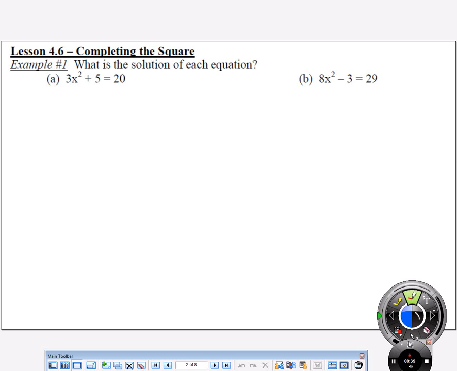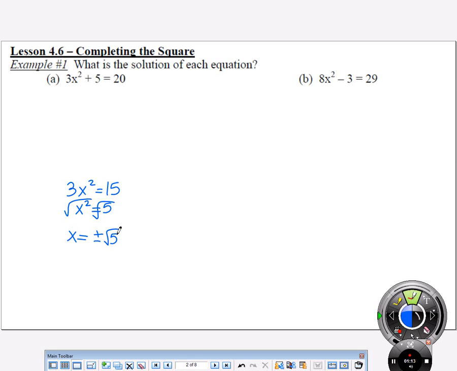Okay? So in the first problem, we would subtract 5 from each side, which would give us 3x squared equals 15. And then if we divide both sides by 3, we would get x squared equals 5. And just like you guys said, at this point, we would want to take the square root. And what are my solutions? Good. X could be both positive or negative rad 5.